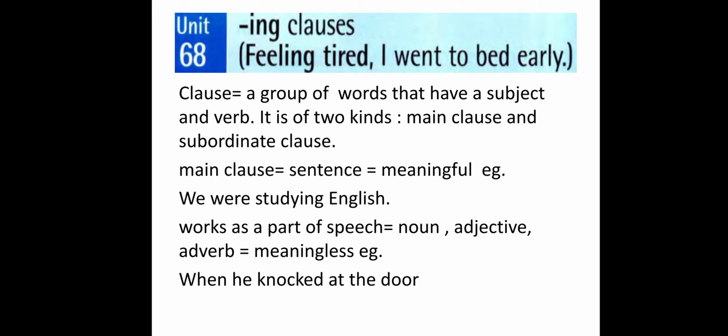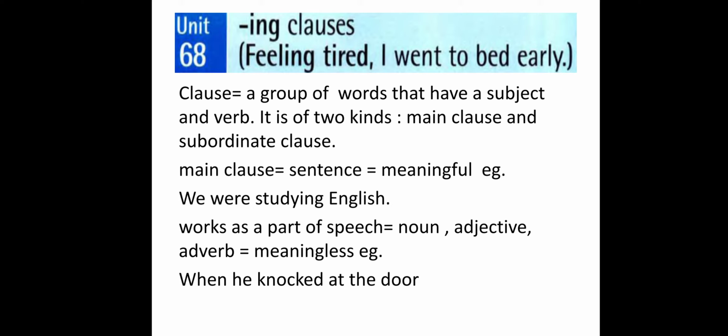Unit 68: ing clauses. Ing clauses means a verb plus ing. They are called reduced clauses. For example, feeling tired, I went to bed early. In this sentence, we have two clauses. Feeling tired is a subordinate clause, and I went to bed early is a main clause.